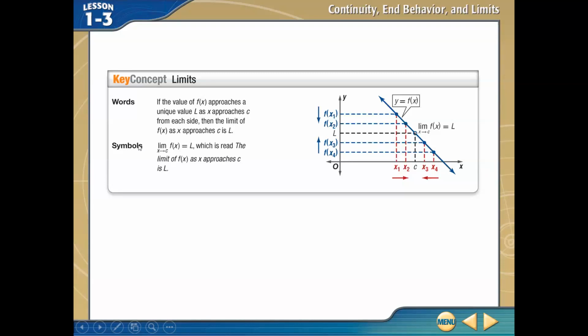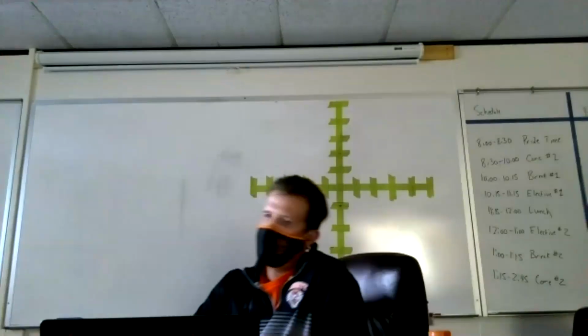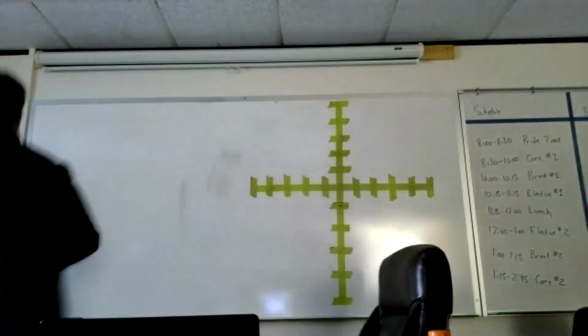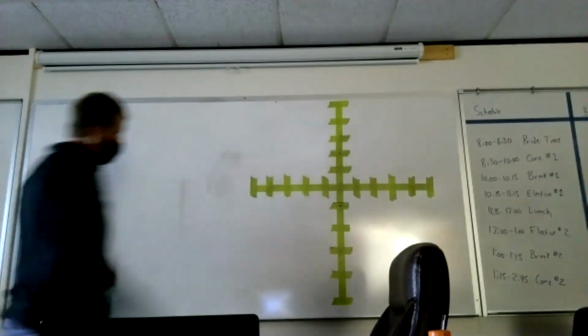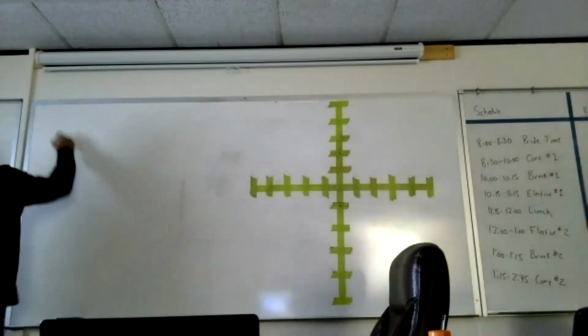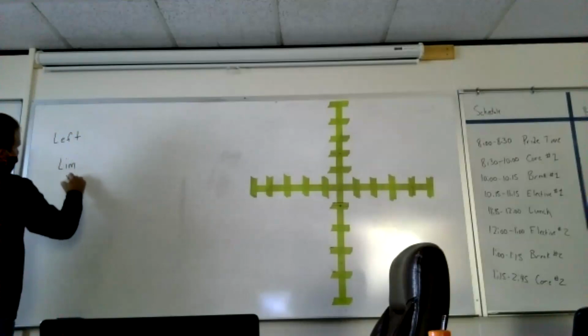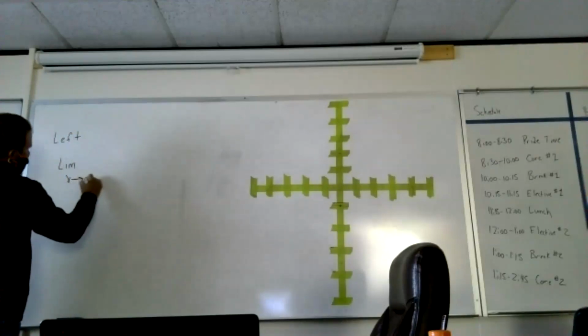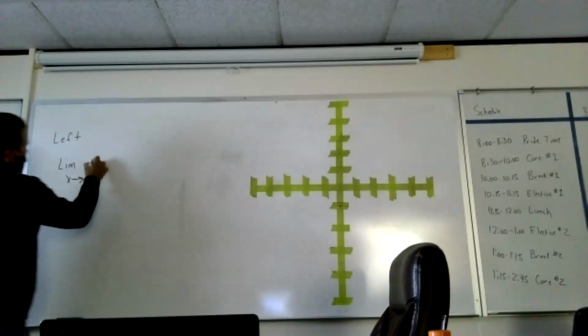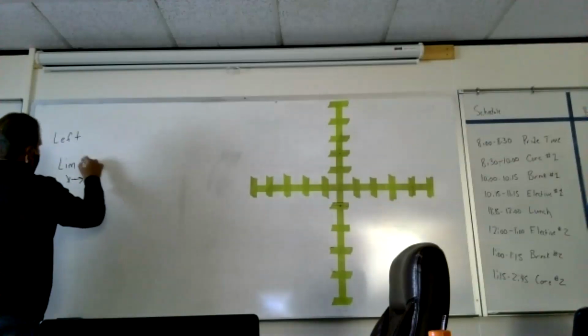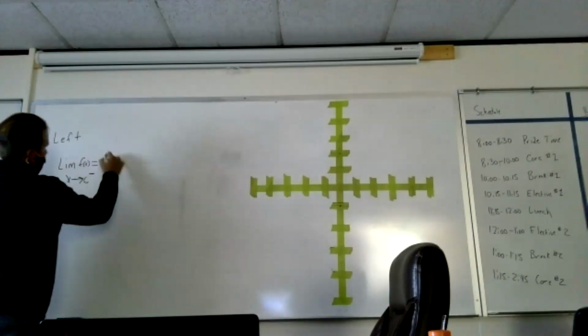And then the symbols. The limit as x approaches c, f of x is equal to L, which is read as the limit of f of x as x approaches c is equal to L. So what this looks like is we want to be able to approach from the left and from the right. As you're approaching from the left, your limit symbols are the limit as x approaches c, and there will be a negative there, of f of x is equal to L.